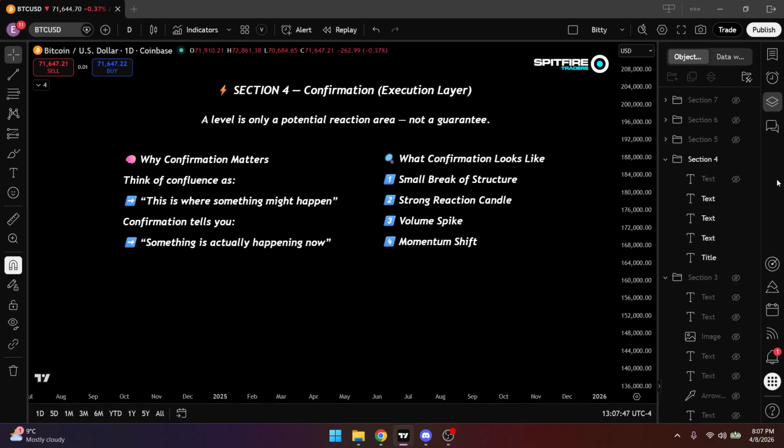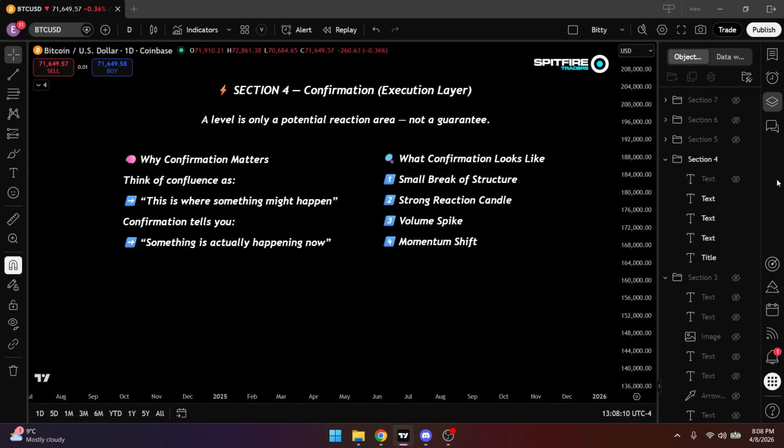Impulsive move away from the zone, large candle body, and strong rejection. This indicates real intent, not just random movement. A volume spike, a sudden increase in volume at that level. This suggests strong participation and larger players getting involved.